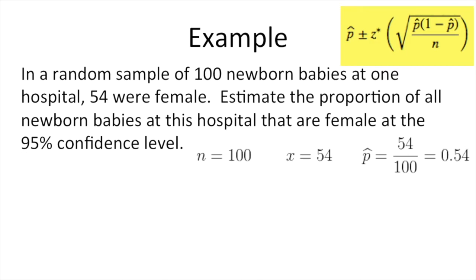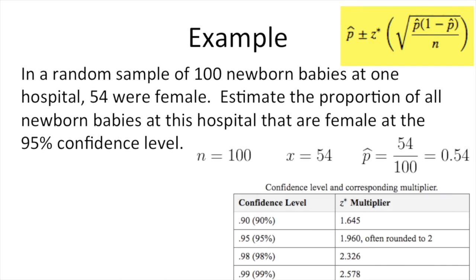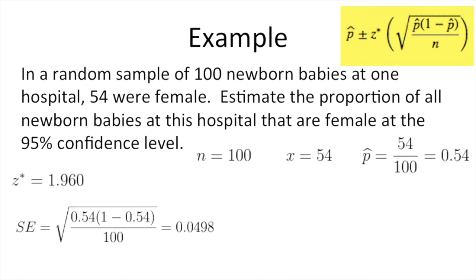Here's our formula using the normal approximation method. Going back to the table from the online notes, we know that the z multiplier for a 95% confidence interval is 1.960. Our standard error is equal to the square root of p hat times 1 minus p hat over n. This equals 0.0498.